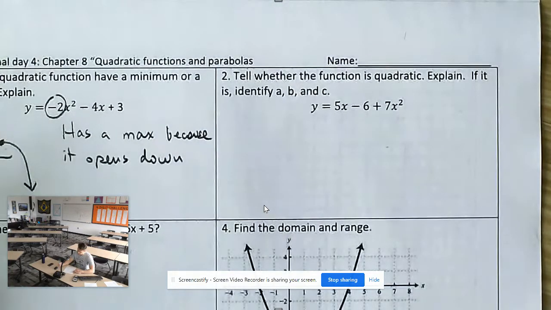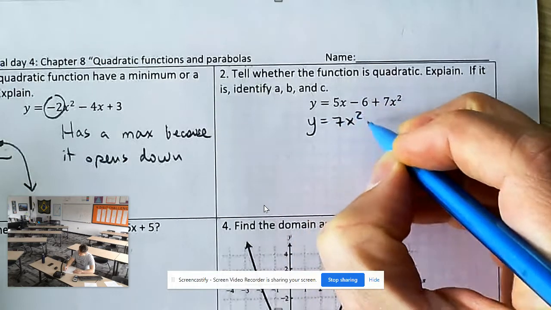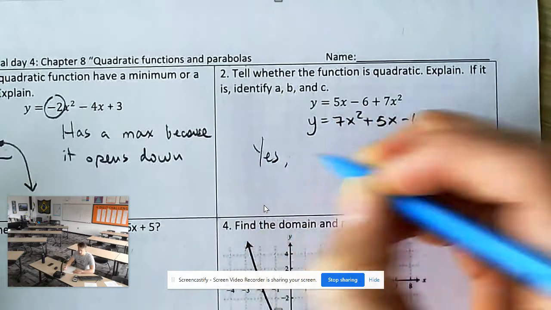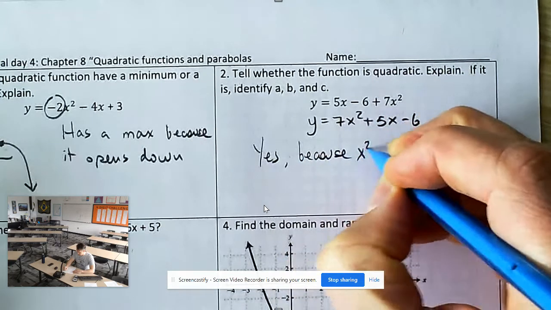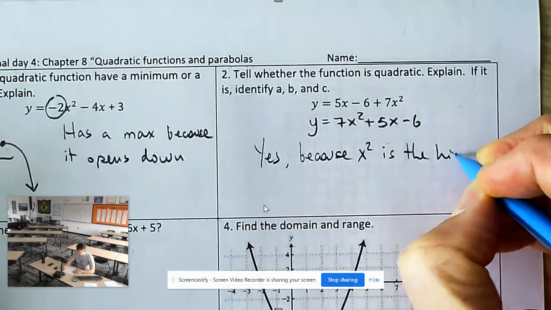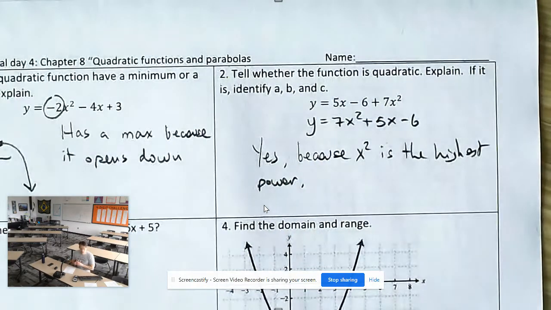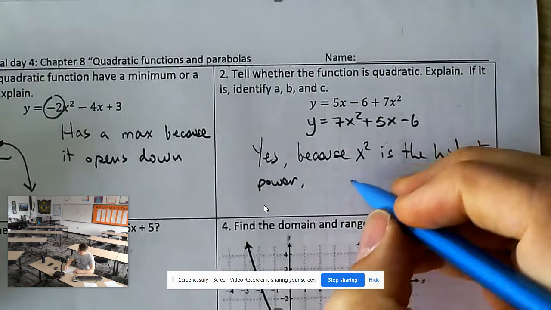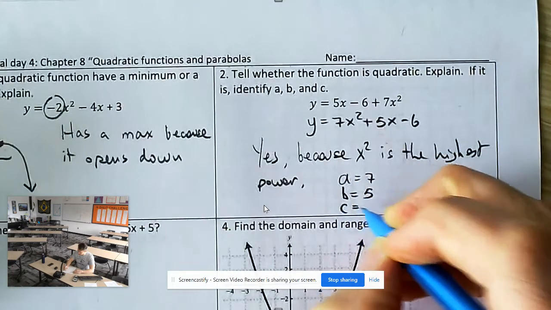Tell whether this is quadratic. Explain. If it is, identify A, B, and C. Well, let's put it in standard form first of all. And the answer is yes, it is quadratic because x squared is the highest power. So a quadratic has an x squared, but not only does it have an x squared, the x squared is the highest power. So it doesn't have an x cubed in it, or an x to the fourth. It has an x squared, and that's it. And a, in this particular case, is 7, b is 5, and c is negative 6.